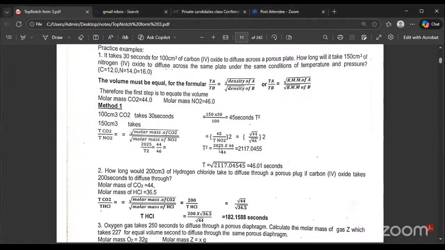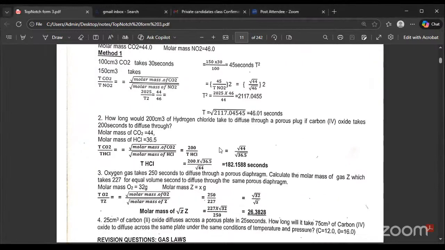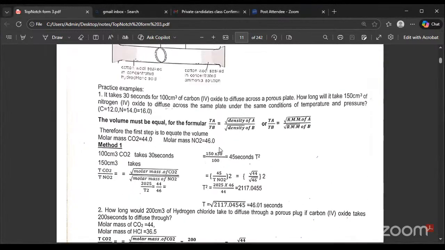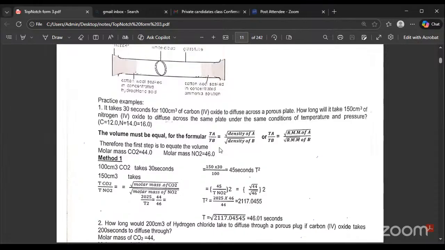Yeah, okay. So we have another example here. How long would 200 centimeters of hydrogen chloride take to diffuse through a porous plug? They'll give you different terms in porous. Don't be worried. If you hear plug, port, material, plate, anything, don't be worried. You just know.